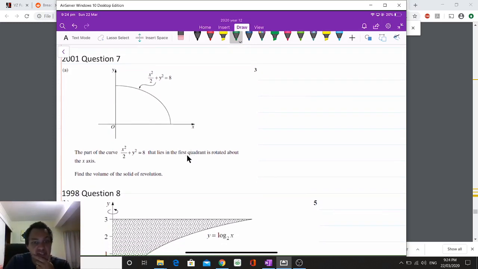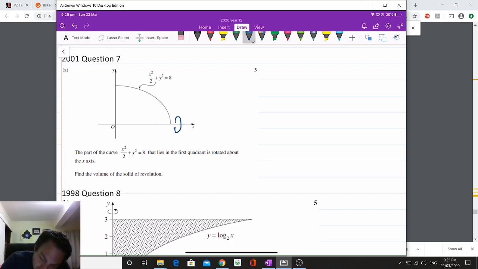Straight away, 2001 question 7. These questions were from 2 unit before our current HSC, however they got moved to extension. The part of the curve x squared over 2 plus y squared equals 8 that lies in the first quadrant is rotated about the x-axis. So there's our curve, it's already given to us, and we're going to spin it around the x-axis.